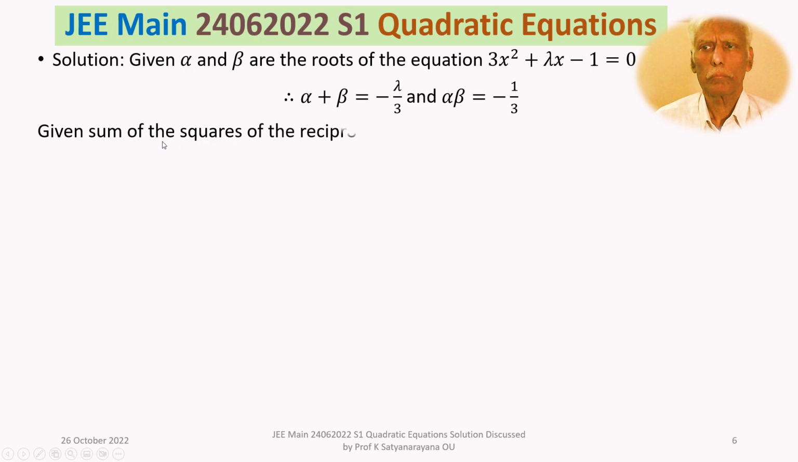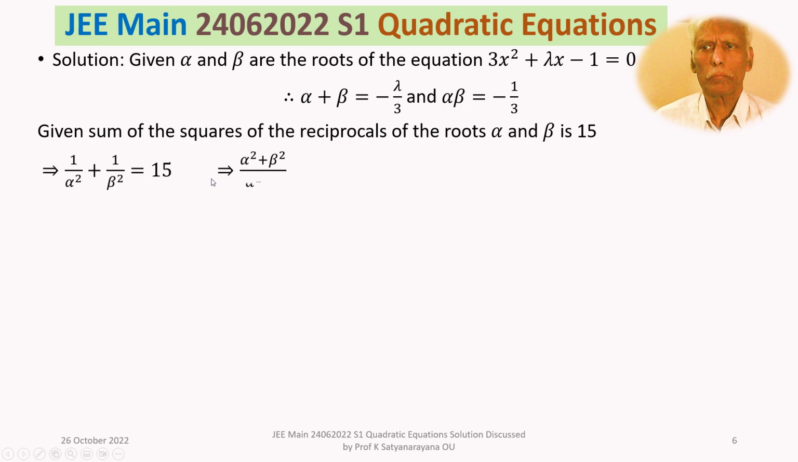And we are further given the sum of the squares of the reciprocals of alpha and beta is 15. That is 1 by alpha square plus 1 by beta square is given to be 15. And simplified like this, taking the LCM, alpha square plus beta square by alpha square beta square is equal to 15. For alpha square plus beta square, we have written alpha plus beta whole square minus 2 times alpha beta, by alpha beta whole square is equal to 15.